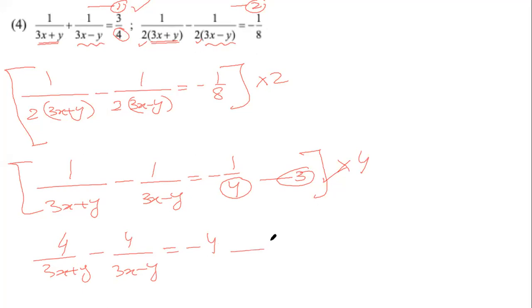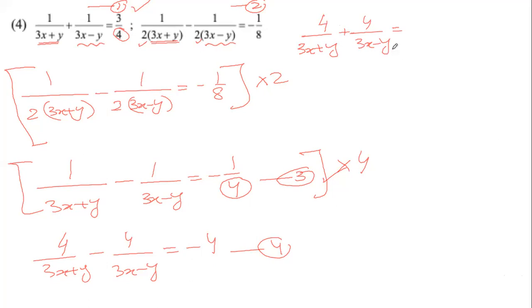Please confirm this. This is the same equation number 2, which is looking like this now. We will do the same thing with equation number 1. When we do that, we get the equation 4 by 3x plus y plus 4 by 3x minus y equals to what? What will be the RHS? If you can give me the answer, that means you have understood what is happening here.